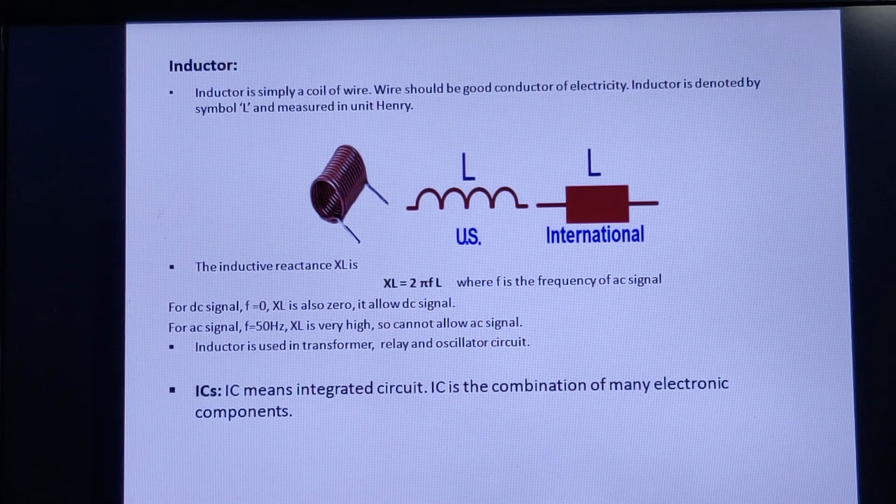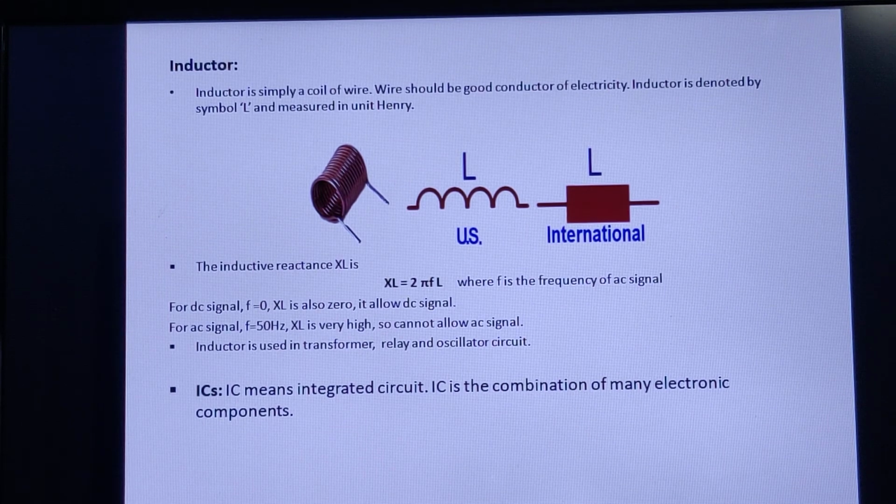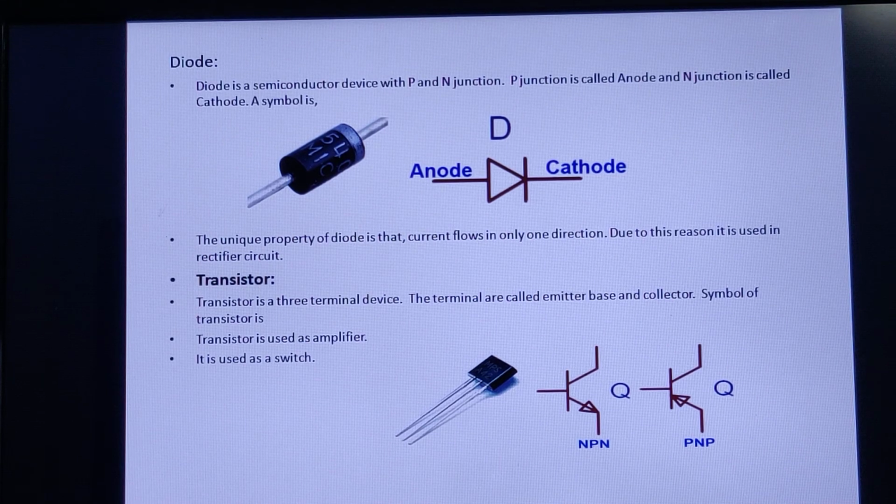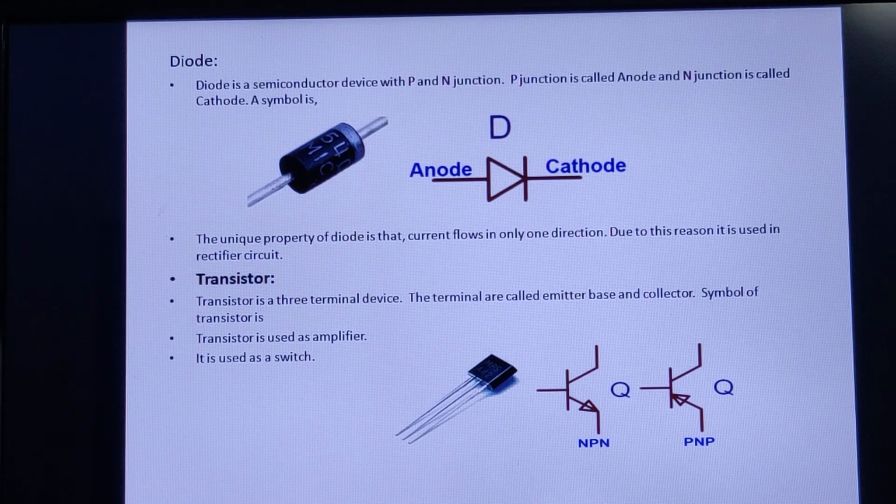The inductors in the circuit are used in transformer, relay and oscillator circuit. Next one is the diode. Diode is a semiconductor device with a P and N junction. P junction is called the anode and N junction is called the cathode. The symbol of the diode is shown in the figure.